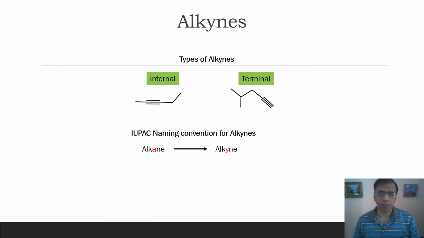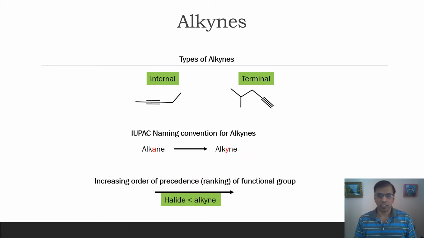From an IUPAC naming convention, alkynes are named from alkanes. Alkane is the parent, and in this case you just replace the letter A with the letter Y, so from alkane it becomes alkyne. One thing that you need to remember is the ranking of the functional groups. If there is a halide, a halogen, and a triple bond in a molecule, then the triple bond will have preference in the naming convention.